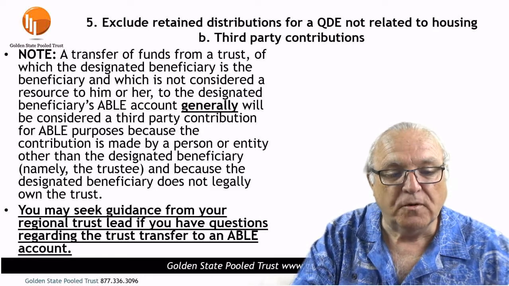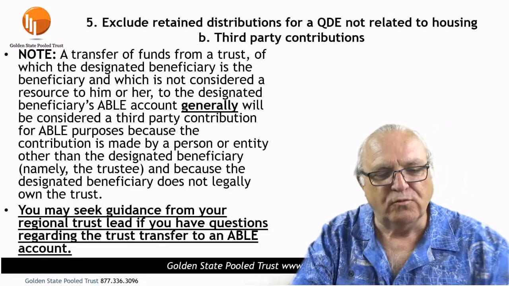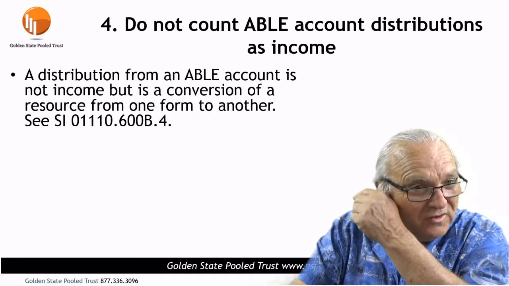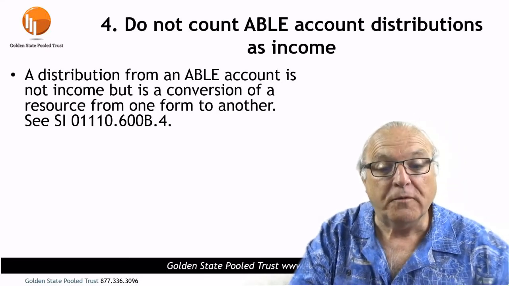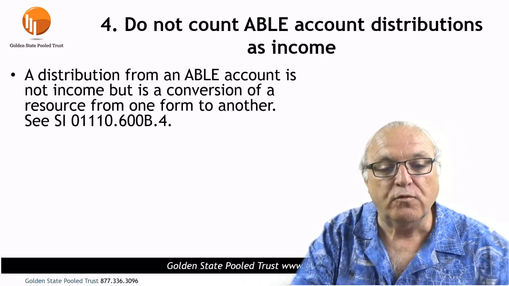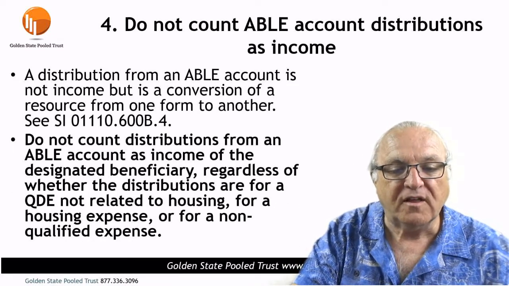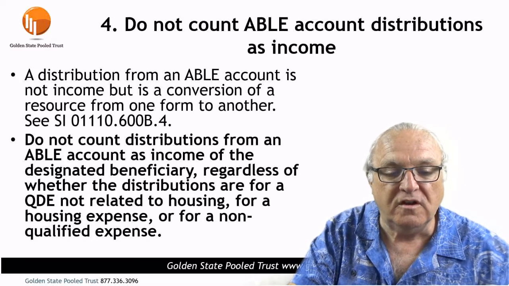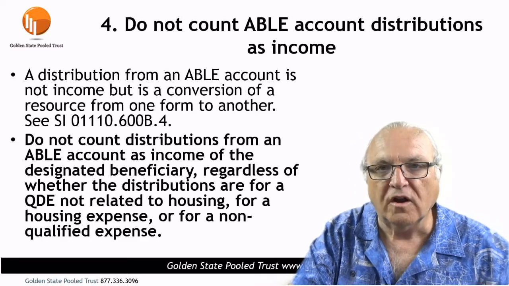You may seek guidance from your regional trust lead if you have questions regarding trust transfers into an ABLE account, if you can get your hands on the regional trust lead, okay? We're in the 9th region, and I'm not clear how you would find this person. A distribution from an ABLE account is not income, but it's a conversion of a resource from one form to another. So do not count distributions from an ABLE account as income of the designated beneficiary, regardless of whether the distributions are for a QDE not related to housing, for a housing expense, or for a non-qualified expense.